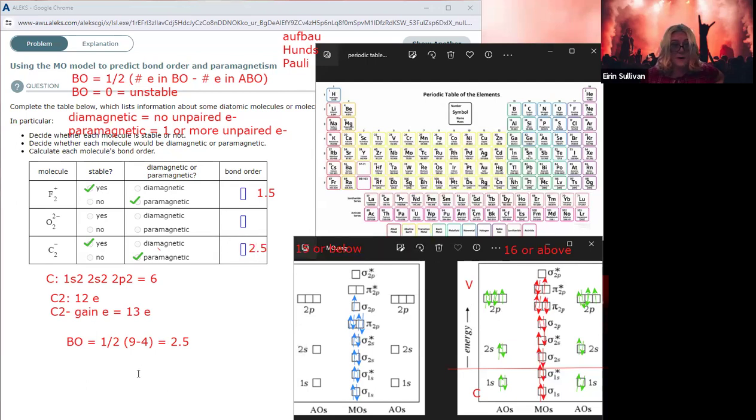Just as an FYI, to make it easier, if it was C2 2 minus, and this is entirely hypothetical, that would have gained 2 electrons and would have 14 electrons. So then we'd have another spin down electron, and that would be what something that's diamagnetic would look like, where the electrons were paired. Okay, so I hope that was helpful for you.